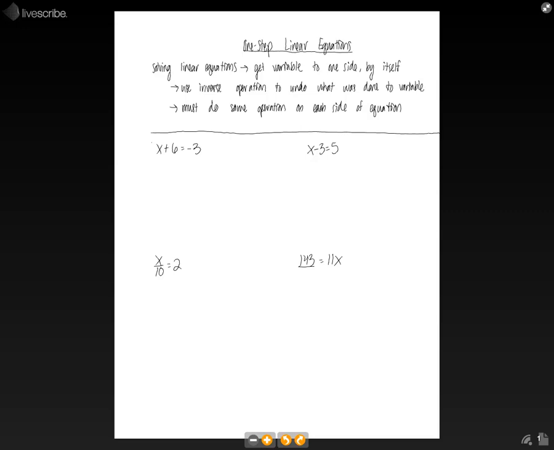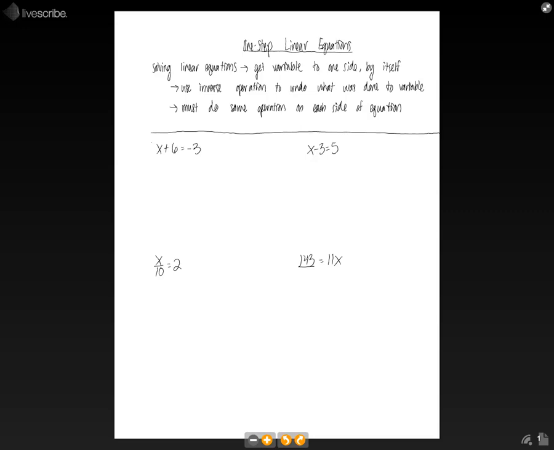So if we added a number to our variable, the inverse operation would be subtracting the number away from it. And then the last thing that we have to remember is whatever we do to one side of our equation, we must do the exact same operation to the other side of the equation.